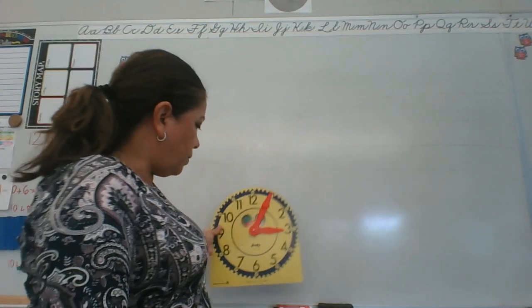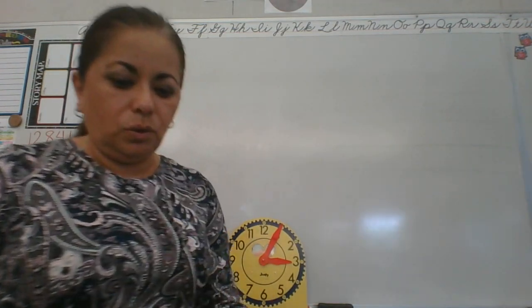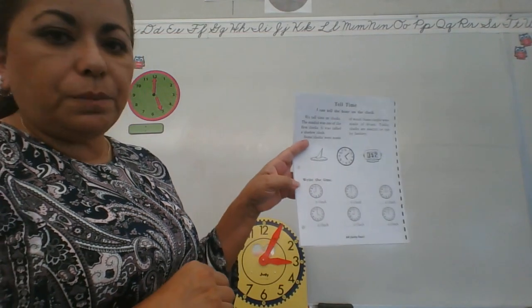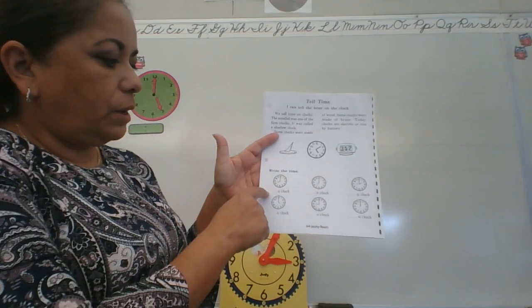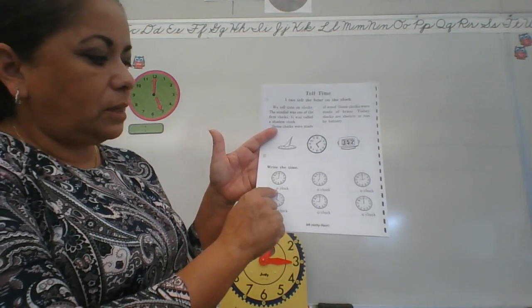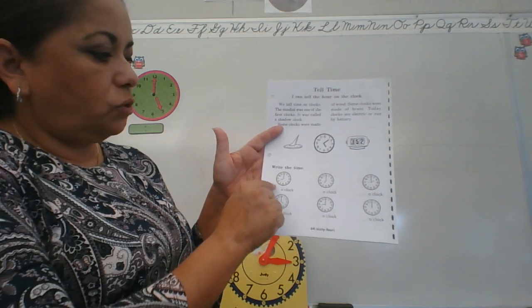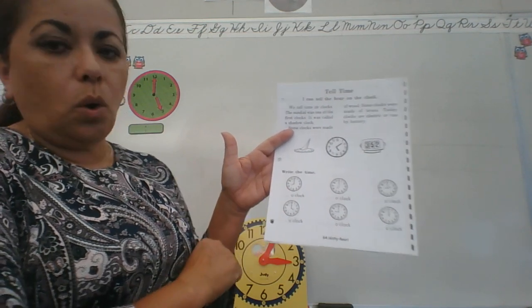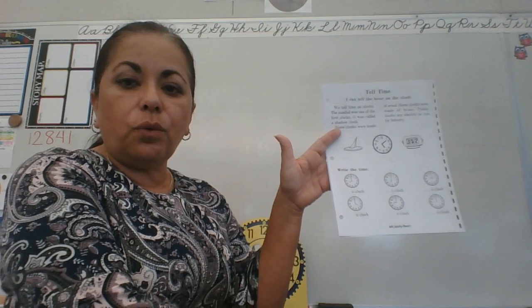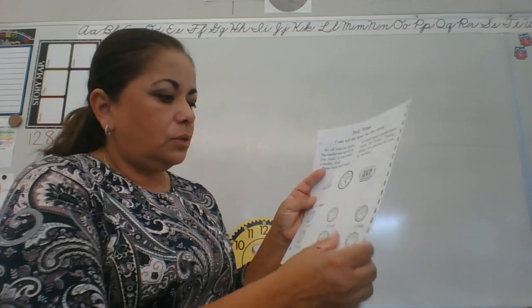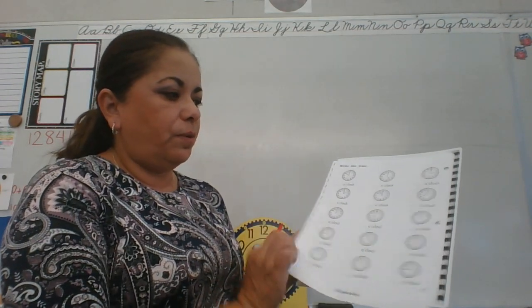So on your paper, you are going to tell what time it is based on the little hand. You're going to write your number down, and that's how you read it. For example, the first one is 8 o'clock. O'clock is an abbreviation for of the clock. So it's a review for both front and back.